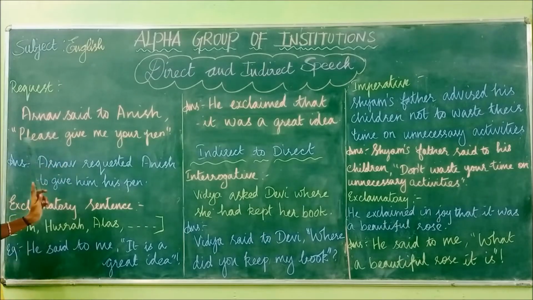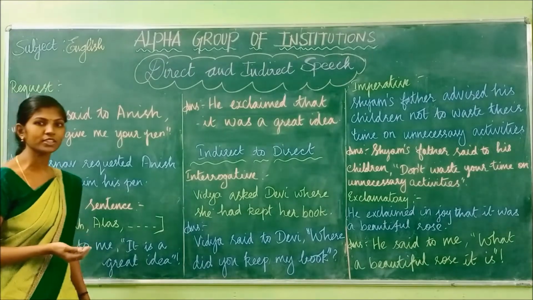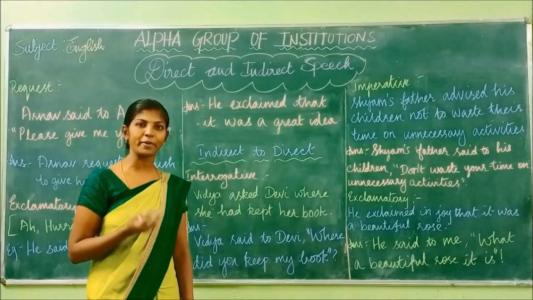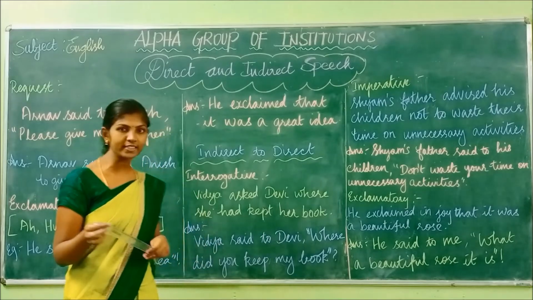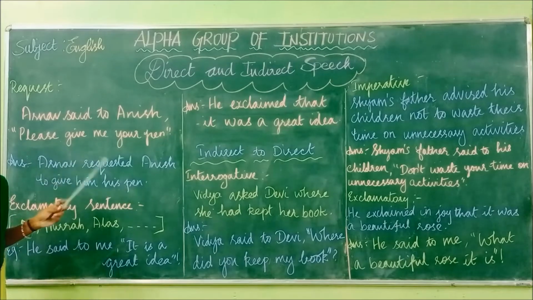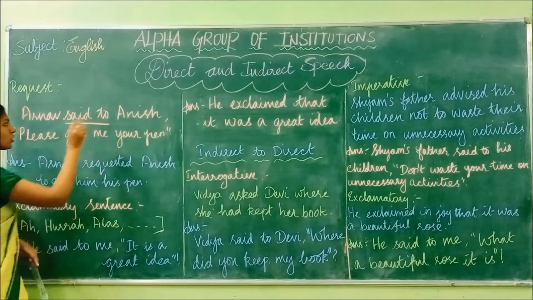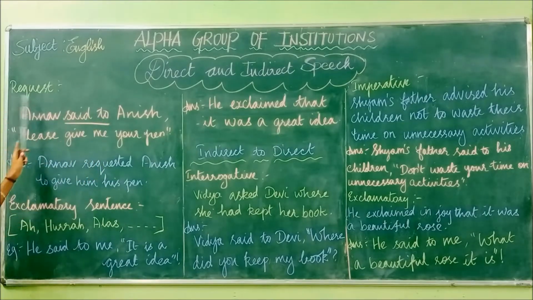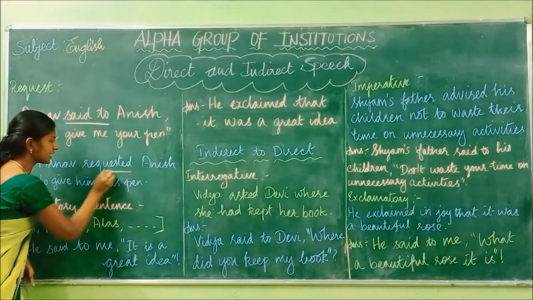Arnav said to Anish, please give me your pen. When you are asking something from someone, please give me your pen. The way of requesting, the way of asking, that is called requesting, right? So Arnav said to Anish, please give me your pen. How do you change it into indirect? So instead of "said to", what do we have to use? Since it is a requesting sentence, we will have to use "requested".